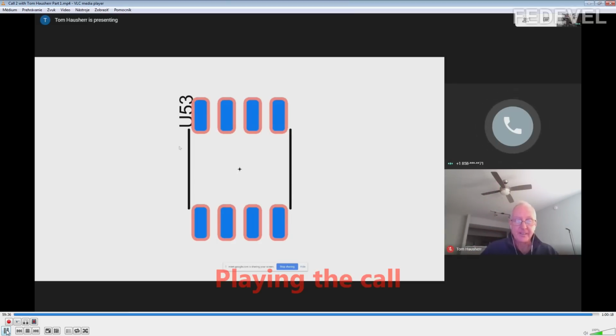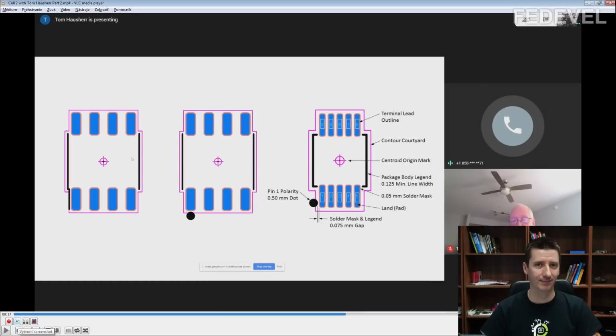And so this is what you're going to get. This is exactly what you're going to get. Your U is going to turn into an II, and your 5 is going to get trimmed in the bottom, and your 3 is going to get trimmed in the corner here. And that's what you're going to get on your silkscreen legend.